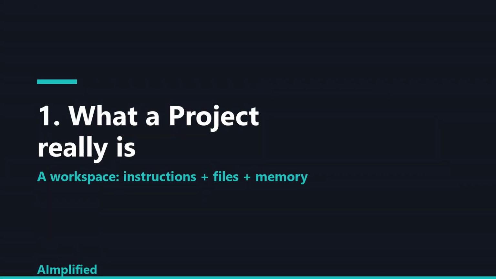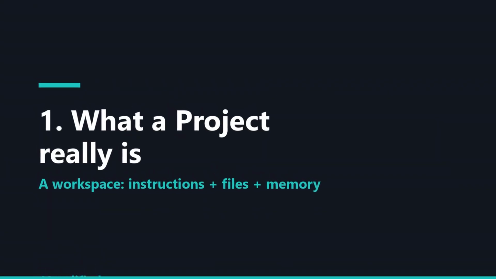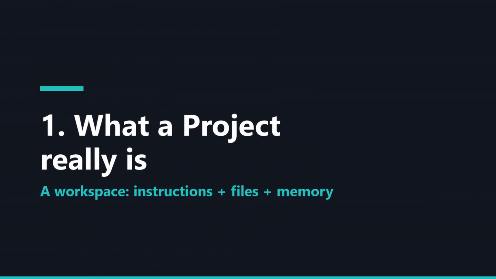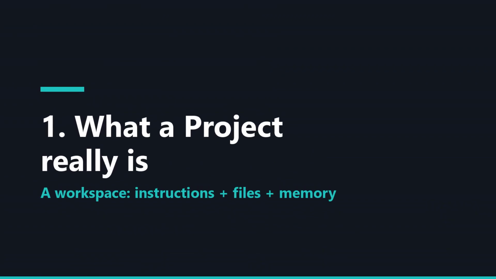Stick around for the second build, it's the one that saves the most time. So first, what is a project, really? A project is a persistent workspace inside ChatGPT. It has its own custom instructions, its own uploaded files, and its own memory, and every chat you start inside it automatically shares all three.